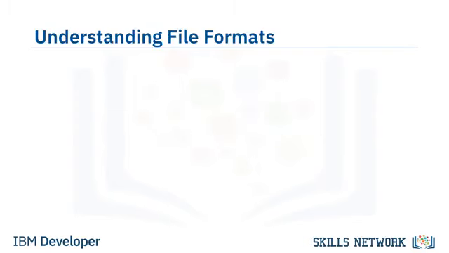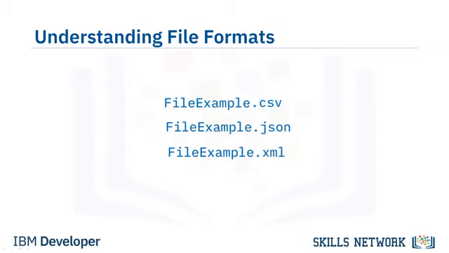Looking at a file name, you will notice an extension at the end of the title. These extensions let you know what type of file it is and what is needed to open it. For instance, if you see a title like file example.csv, you will know this is a CSV file. But this is only one example of different file types. There are many more, such as JSON or XML.